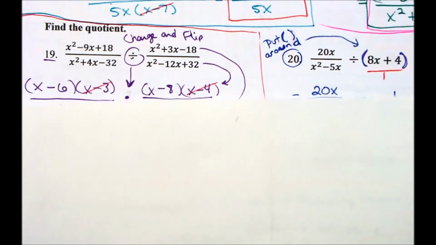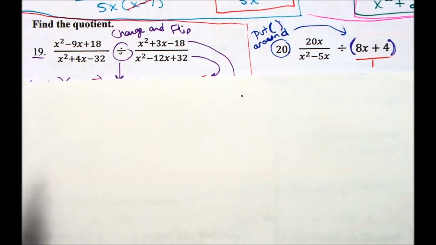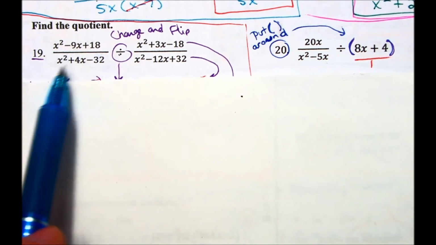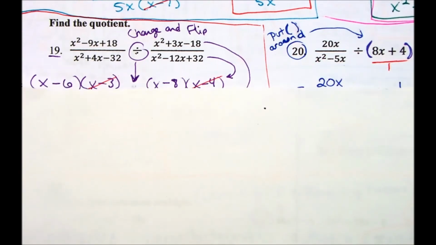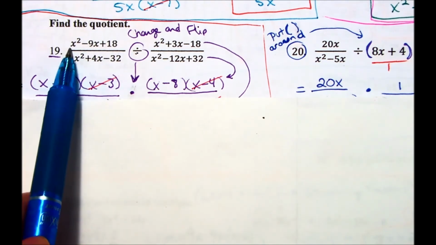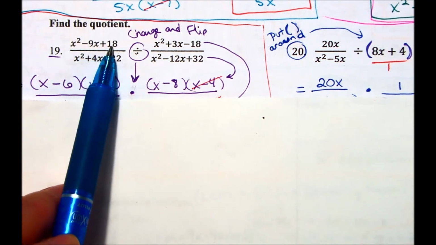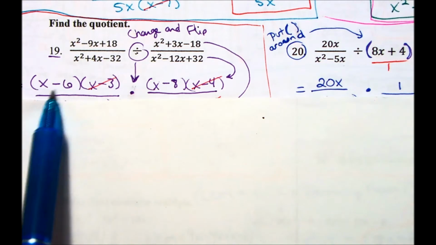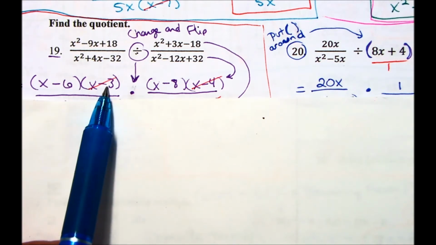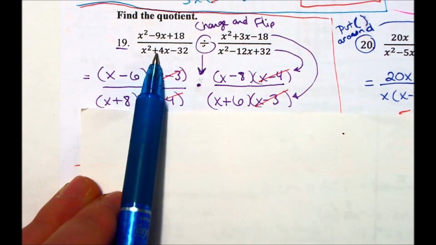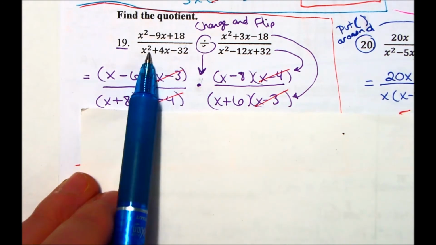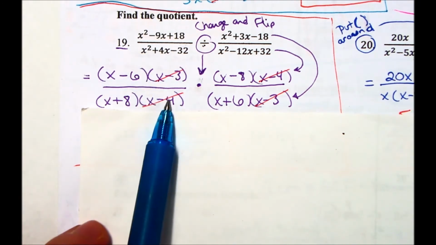All right, now we're going to get to dividing. So when you're dividing, if it's just all regular trinomials, again, factor those trinomials into their two binomials. So the x squared minus 9x plus 18 factors into x minus 6 and x minus 3. The denominator here, x squared plus 4x minus 32, factors into x plus 8 and x minus 4.